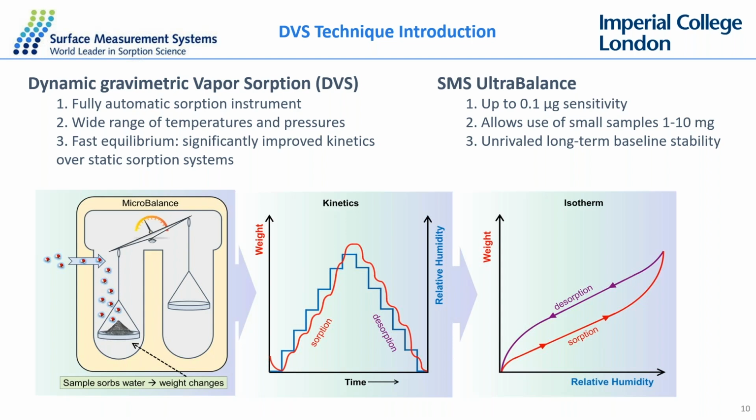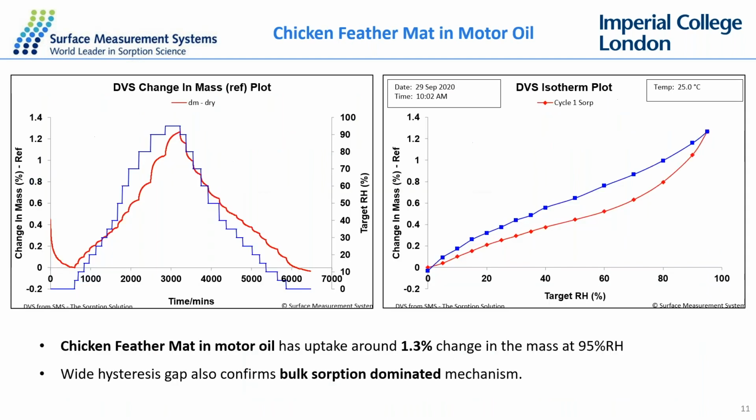Some unique features of why we looked at using the DVS is because it's a fully automatic sorption equipment, and it can be used under a wide range of temperatures and pressures. Also, fast equilibrium is achieved, and it has a very sensitive ultra balance of about 0.1 microgram, which was very good because of the type of material that is being used.